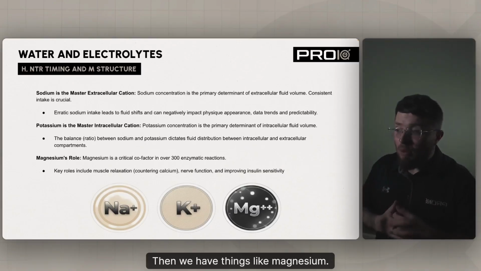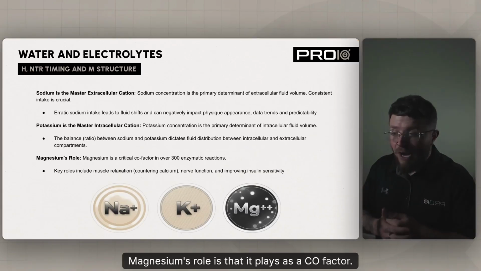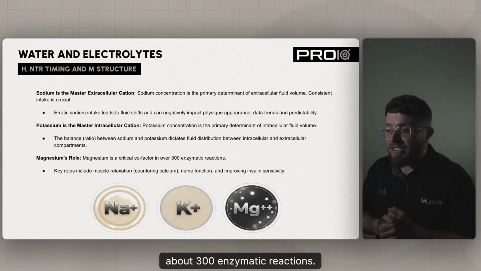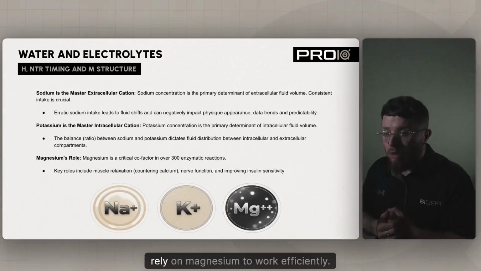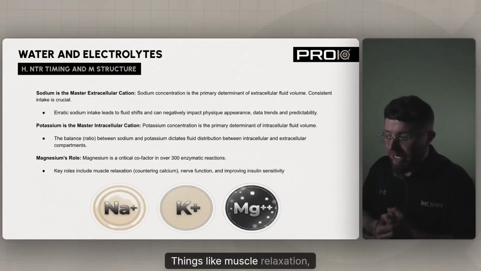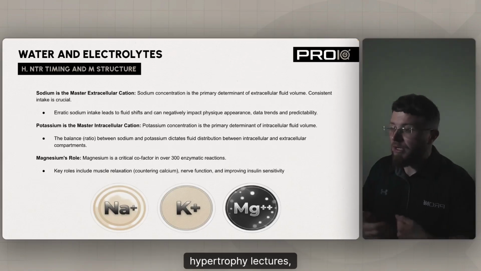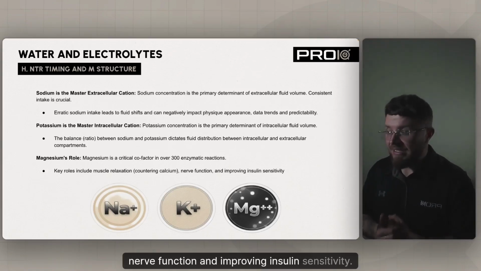Then we have things like magnesium. Magnesium's role is that it plays as a cofactor. We spoke about this again in previous lectures. About 300 enzymatic reactions, so cellular reactions, rely on magnesium to work efficiently. All right, so these are the key roles, things like muscle relaxation. Again, that counters calcium. We'll look at that a little bit deeper in later hypertrophy lectures. Nerve function and improving insulin sensitivity.